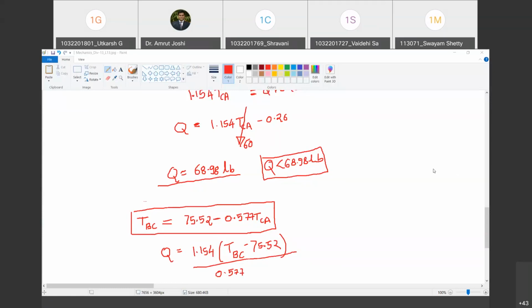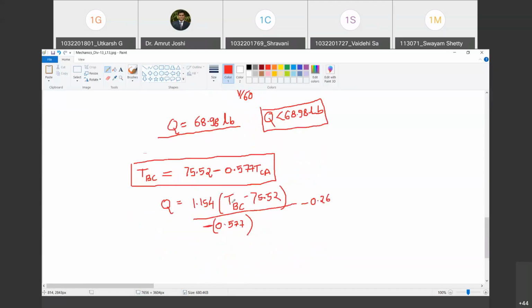Happy? So minus sign, where? TBC is equal to 75.52 minus 0.577. If we are taking it to the denominator, you have to carry over the minus sign, right? Yes, so it is minus. I'm sorry. Correct? And then we have this 0.26 as well. So minus 0.26. Happy?